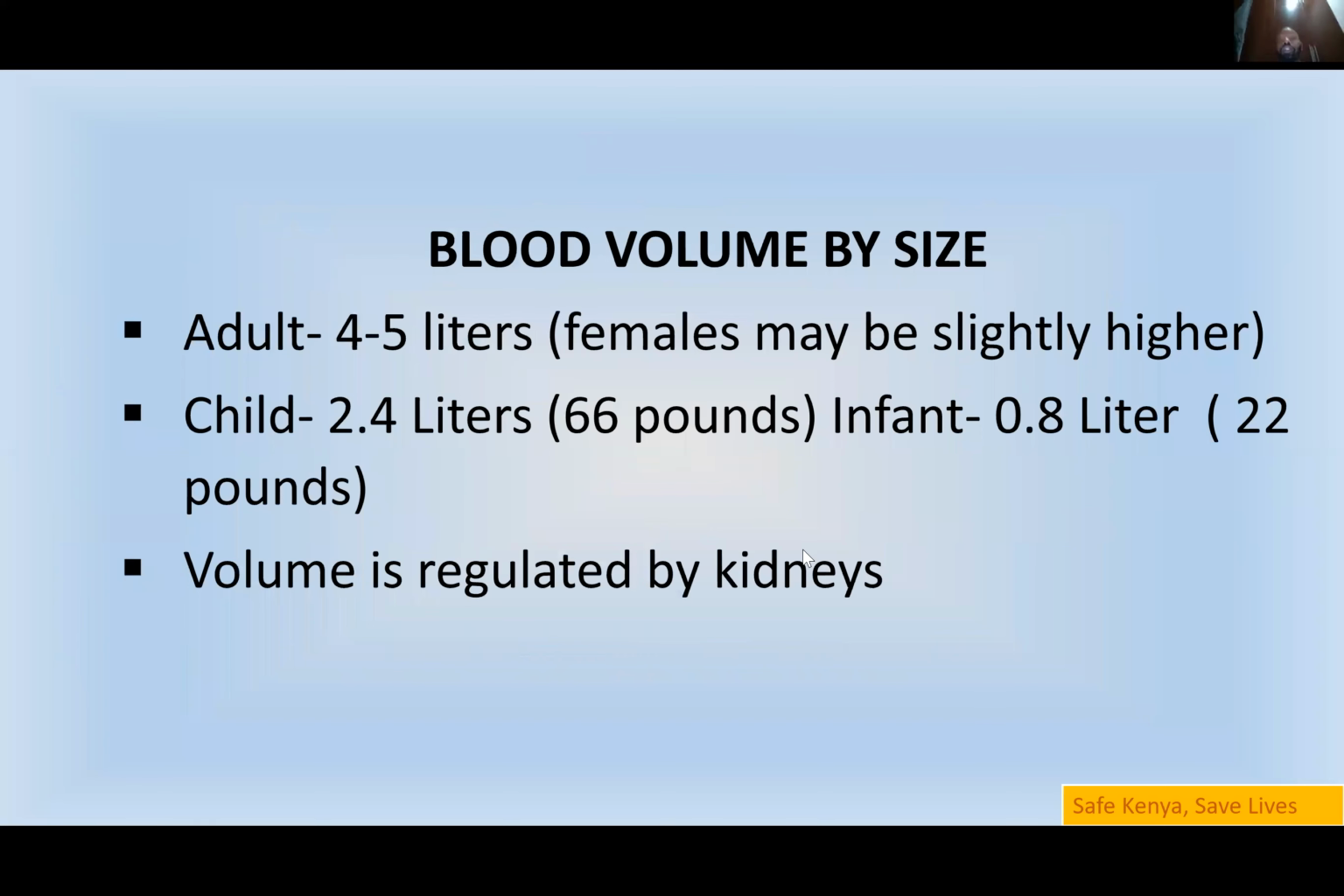So blood volume by size for adults, males, females, we usually hold about 4 to 5 liters of blood in our body. Normally we can lose, for adults, 1.5 liters. Everything's fine. It's not going to kill you. For children, they have about 2.4 liters of blood in their body, and infants have about 0.8 liters. The volume of your blood is regulated by your kidneys.